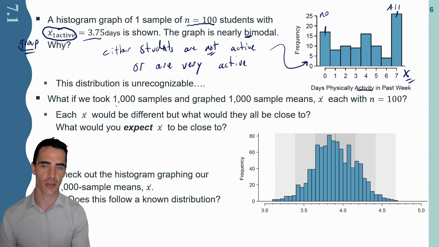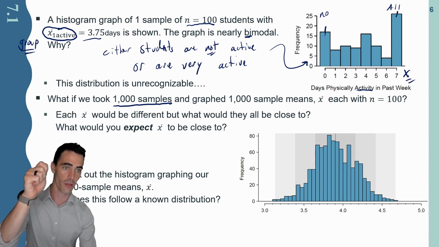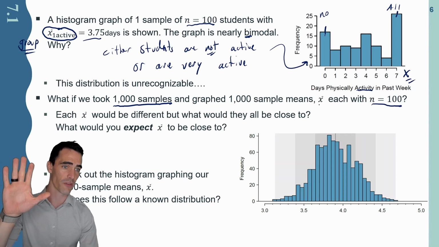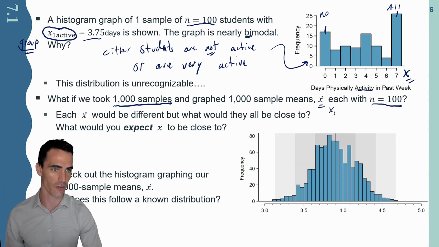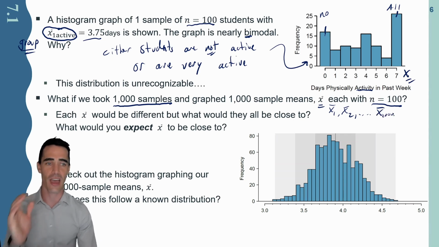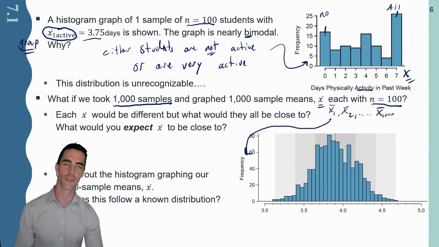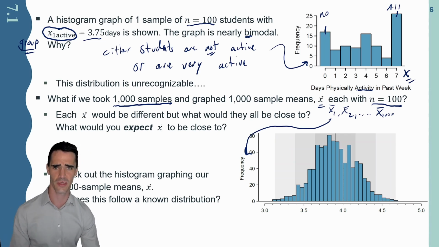Instead, what if I took 1,000 different samples, each sample being 100 each? And so I have 1,000 different sample means. I have x bar 1, x bar 2, all the way to x bar 1,000, 1,000 different sample means. And I took all of those averages and I graphed them on a histogram. It would look something like this.